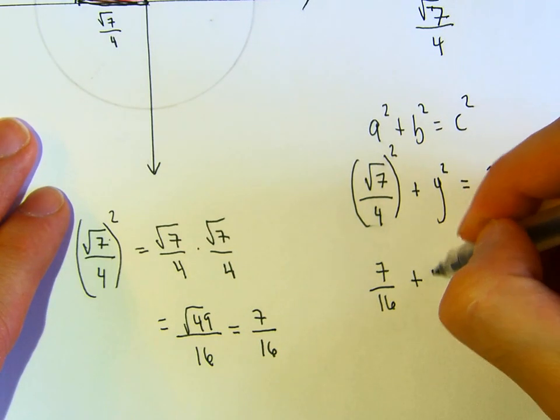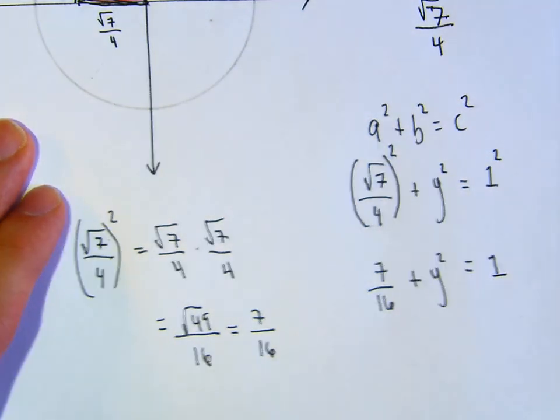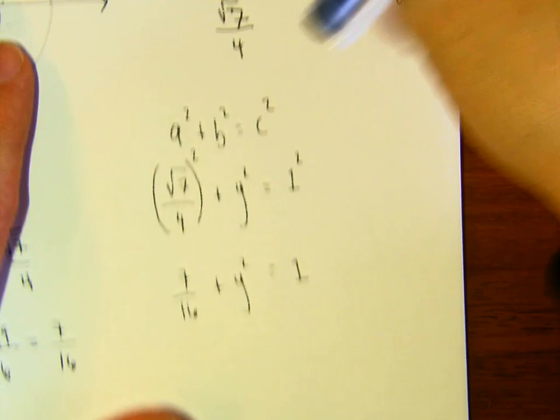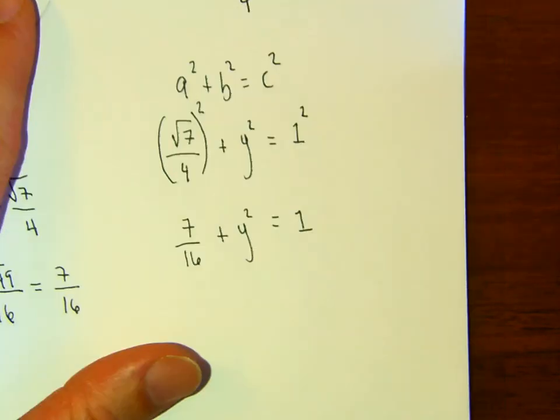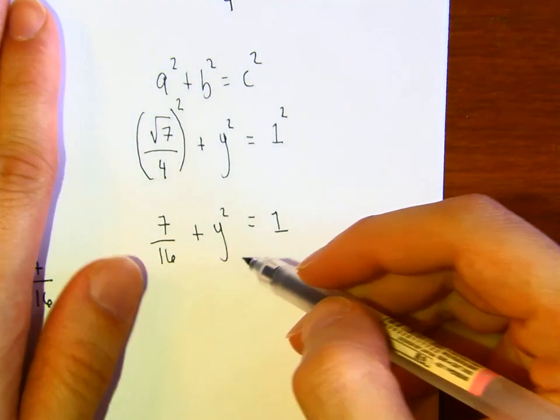Plus, now y squared is just y squared. Oh, I'm sorry. And this should be a 1 squared, right? What is 1 squared? It's just 1. Now, how do you actually continue? If you feel like you could get this by yourself, try and continue. How would you get this y squared by itself?